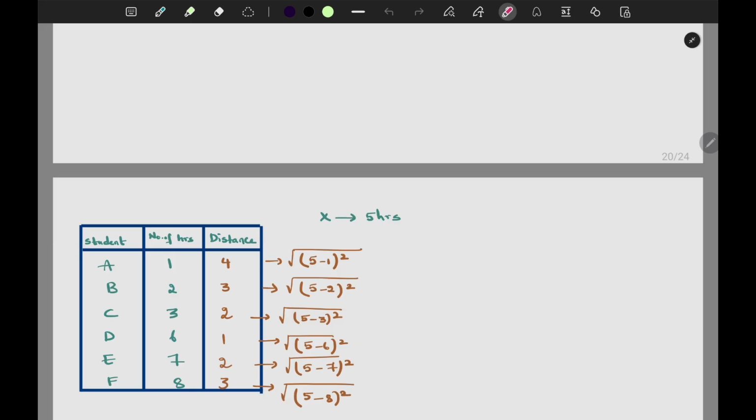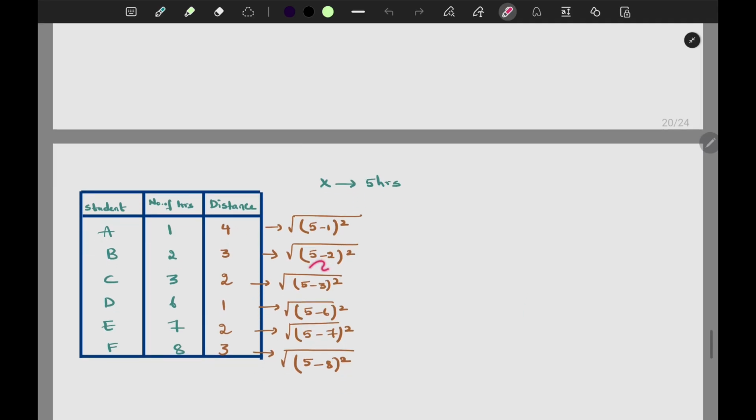So the first step is to decide which distance you will be calculating, either Euclidean or Manhattan. Here I am considering Euclidean distance. So if you see here, my x point is 5 hours, and one of the points I already have is 1 hour. According to the Euclidean distance, square root of (5 minus 1) whole square, which is 4. Similarly, square root of (5 minus 2) whole square, (5 minus 3) whole square, square root of (5 minus 6) whole square, square root of (5 minus 7) whole square, square root of (5 minus 8) whole square. So this is how I am getting the distance for each and every point based on my given input.